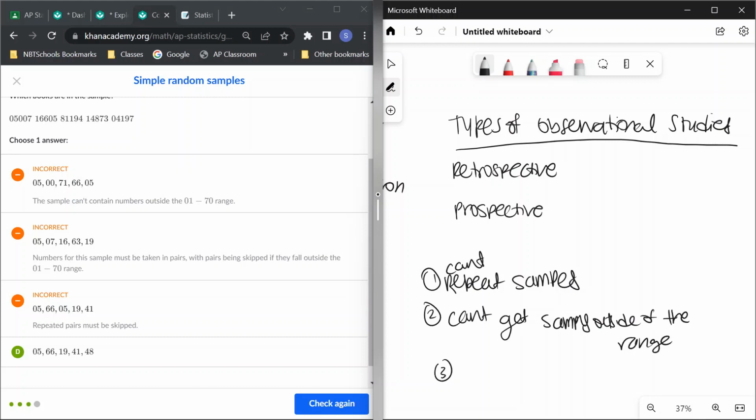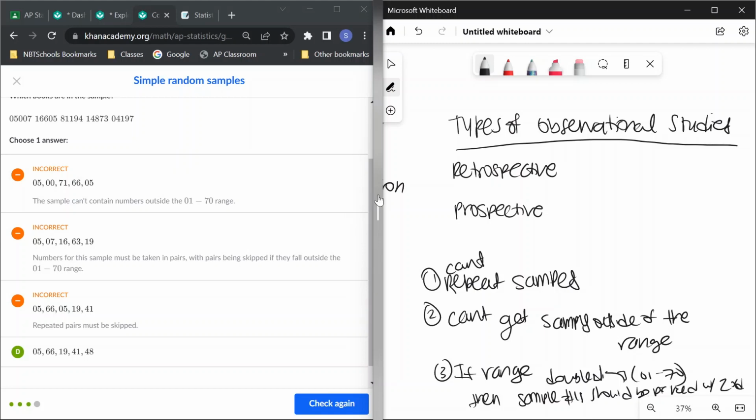And if the range is double digits, like 01 to 70, then the sample number should also be double digits. I'm just going to say 2 times D, double digits.